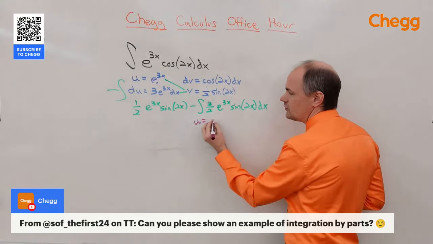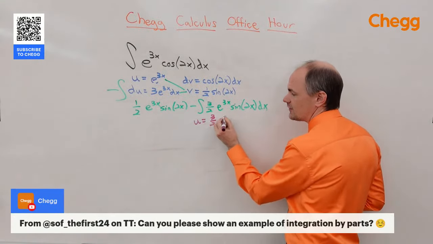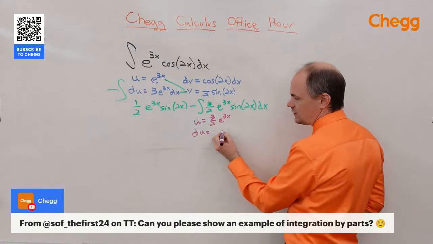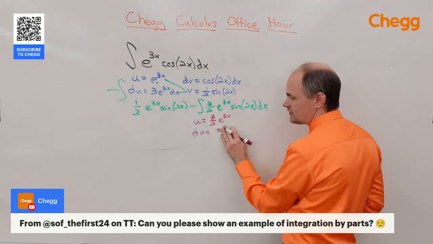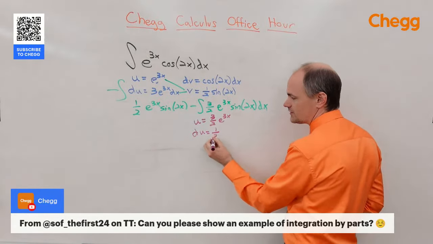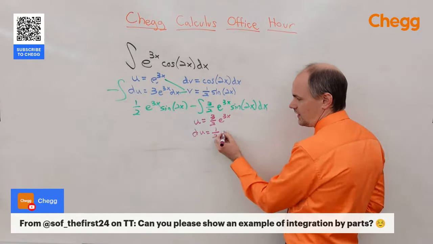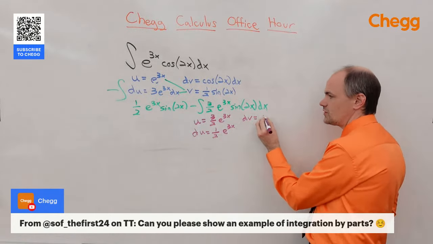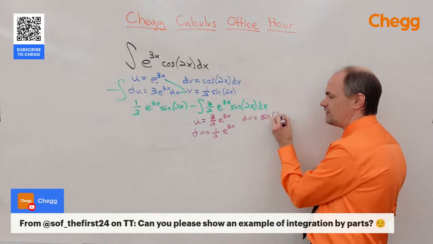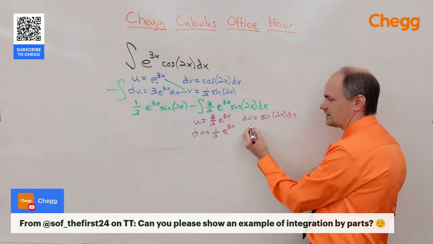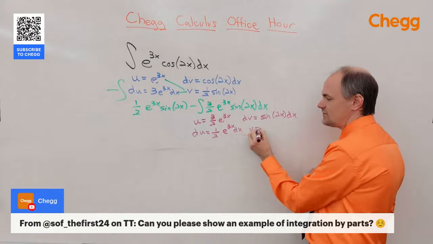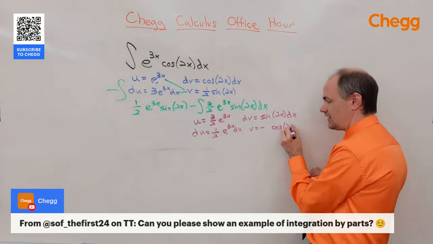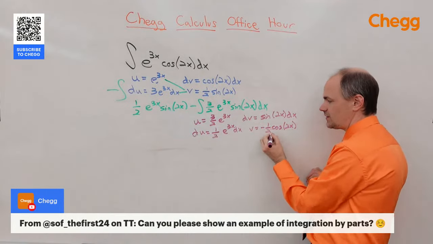We are going to make our u 3/2 e to the 3x. We'll make it the whole thing. Du then is going to be 3/4. Ooh, that's nice. Dividing by 3 makes it 1/2 e to the 3x. dv is the rest of it, which is the sine of 2x dx, which means v, the antiderivative of sine, is negative cosine of 2x divided by the 2.